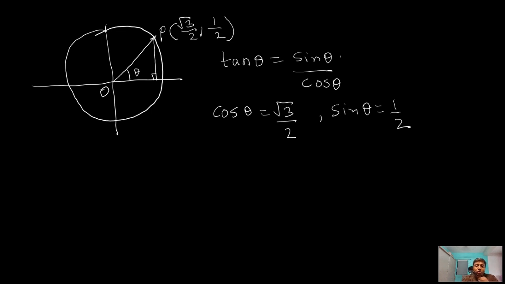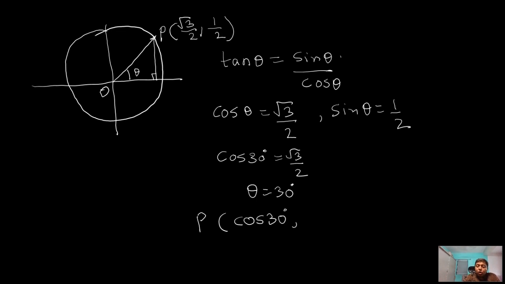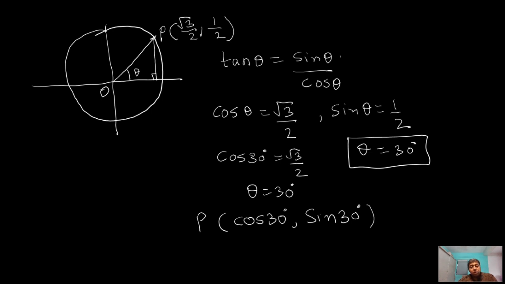Now cos of which angle is root 3 over 2? Cos 30 is root 3 over 2. And so therefore we can say theta is 30 degrees. So from what we learned earlier, we can say coordinates of point P would be cos 30 comma sine 30. Obviously, in this case, also theta is going to be 30 degrees because sine 30 is half. Correct? Now, so you understand that if you know the coordinates of a point in Cartesian form, you can express it using trigonometric ratios. Now, how will this help us further?